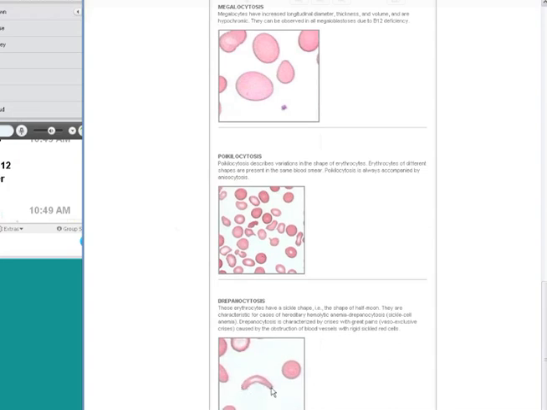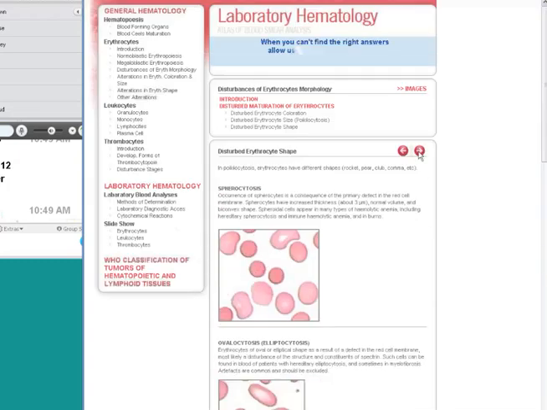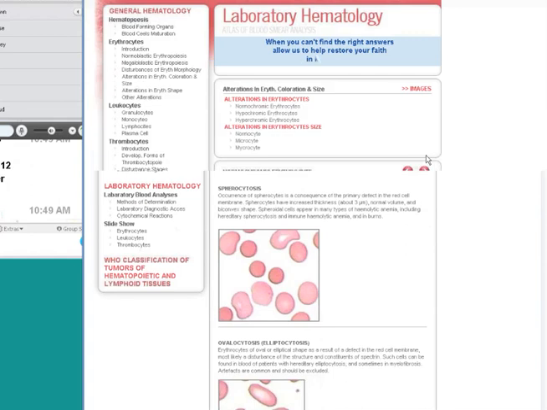Here's something that looks like a sickle cell, and you could probably call it a sickle cell because it looks sickled, but don't forget, not everything that is a sickle is a sickle cell, and also never call a sickle cell if there's only one on the smear. Another name for this is drepanocytosis, but to tell you the truth, I have never heard that term in my life until reading this dialogue here.